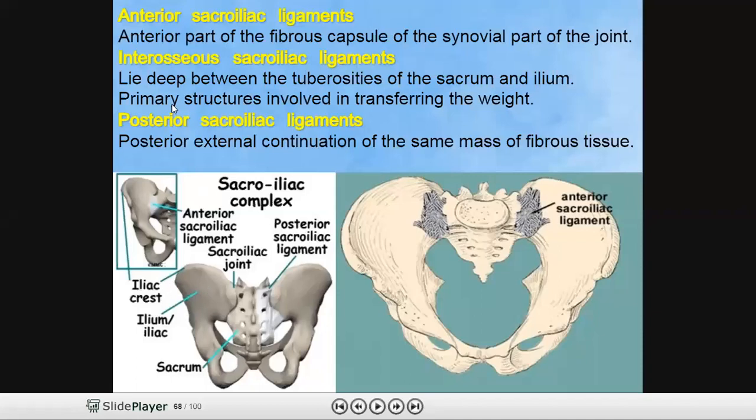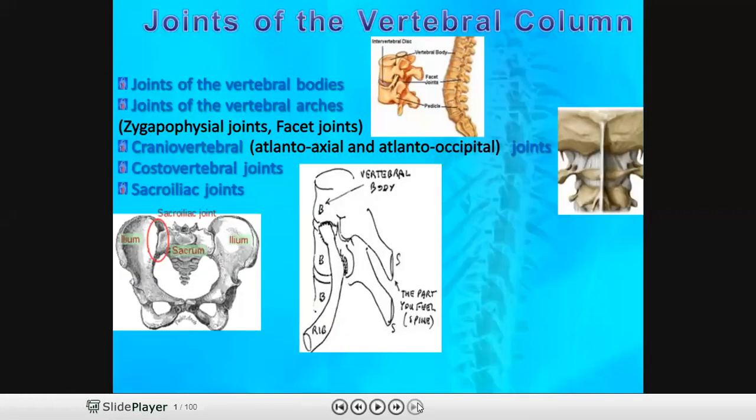We actually can see the ligaments over here. The anterior sacroiliac ligaments are the anterior part of the fibrous capsule of the synovial part of the joint. Then similarly, the posterior sacroiliac ligaments are the posterior external continuation of the same mass of fibrous tissue. The interosseous ligament is between two bones and lies deep between the tuberosities of the sacrum and ilium. These are the primary structures involved in transferring the weight.